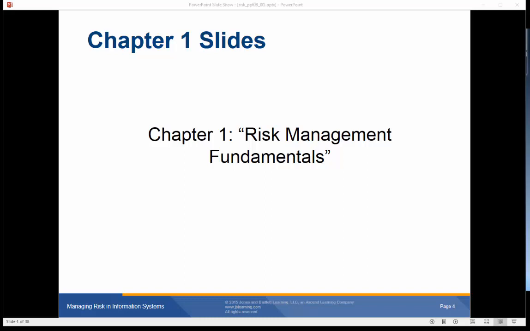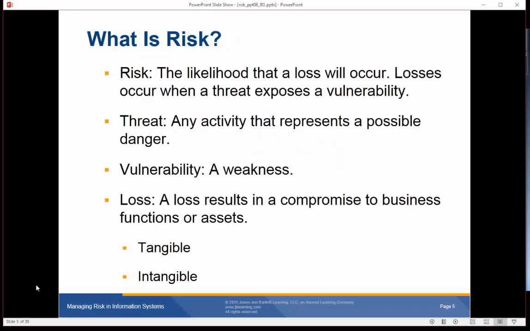The following sections that we'll talk about in this chapter, especially Chapter 1, is we'll see the risk, threat, the vulnerability, and we'll talk about loss. And then there are two types of loss: tangible and intangible. Tangible is measurable and intangible is not. And so we'll touch on some of these.